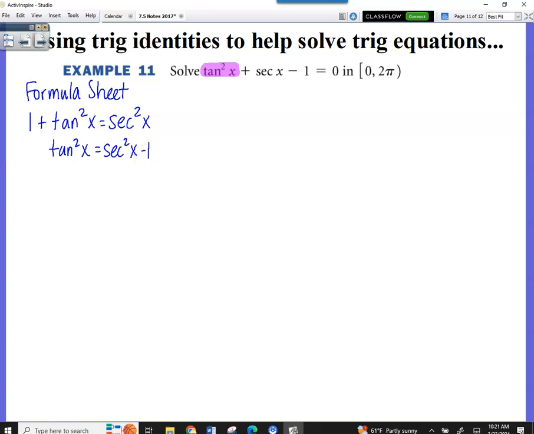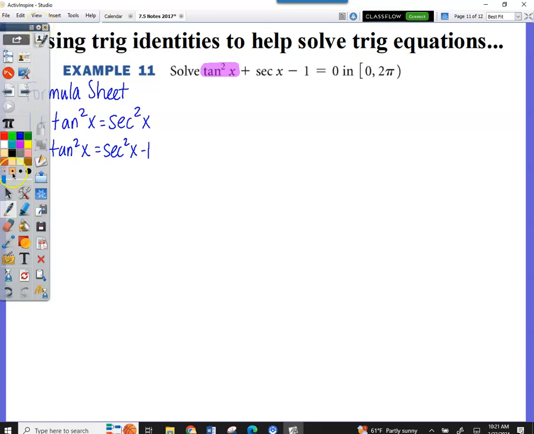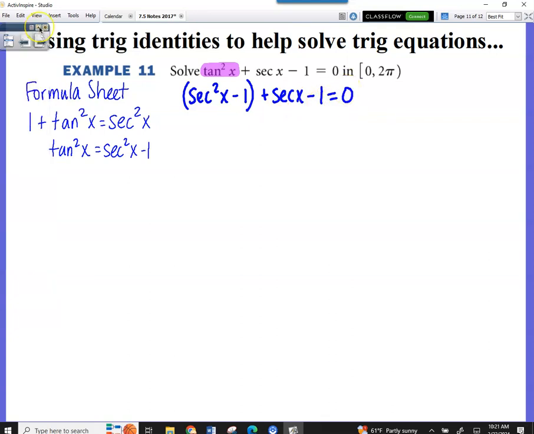So I'm going to replace tan squared with secant squared minus 1, and then bring the rest down, and now my equation is all in terms of secant. I don't have tan in there at all. Now I clean it up, so the -1 and the -1 become a -2.